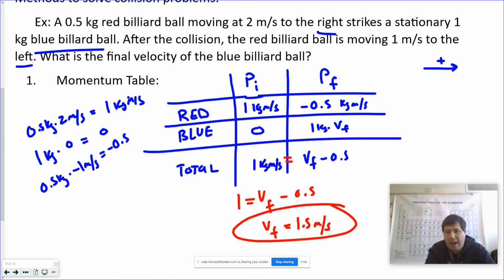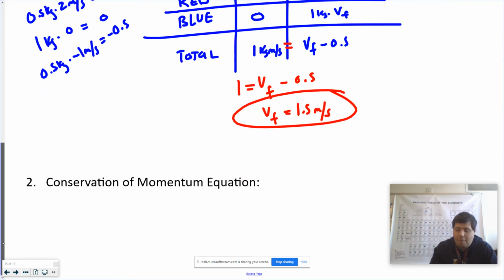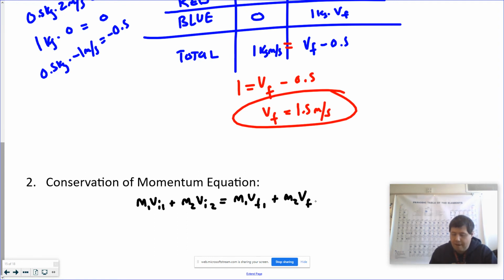And that ends up working out. Now, if you don't like using the momentum table, you can just use that really long equation. I'm going to go ahead and list out the equation here: m1 vi1 plus m2 vi2 equals m1 vf1 plus m2 vf2.